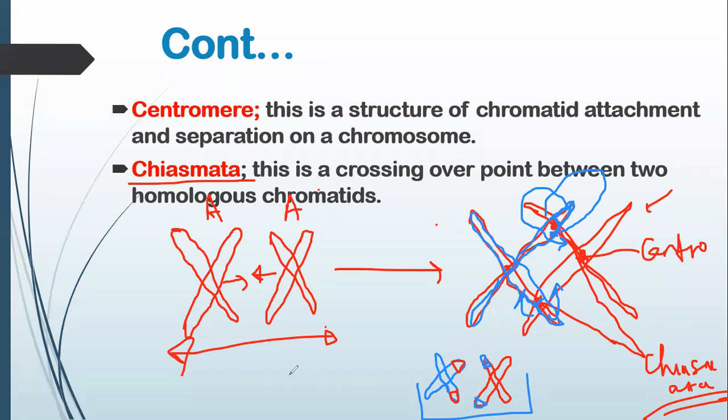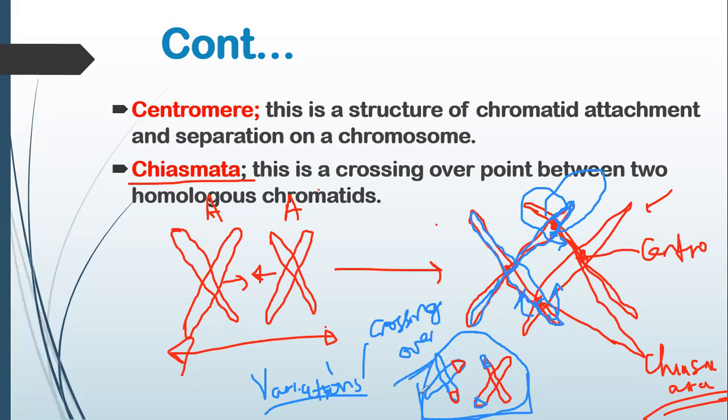And these different combinations, they are the ones that will lead to formation of variations. You remember when we studied variations? You remember when we talked about the causes? You remember that we talked about one of them as crossing over? Now this is the process. This exchange of segments on homologous chromosomes, these ones, chromosomes the same, is what we refer to as crossing over.